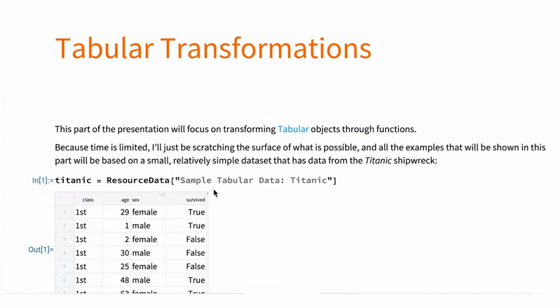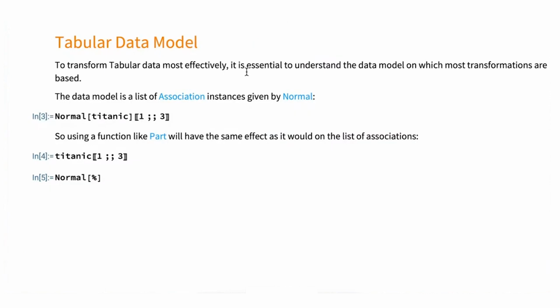I'm just going to take a super simple data set, which comes from the resource data about survivors of the Titanic shipwreck. It's a small data set, with about 1,300 records. Before I actually do any transformations, I want to emphasize what the data model is.